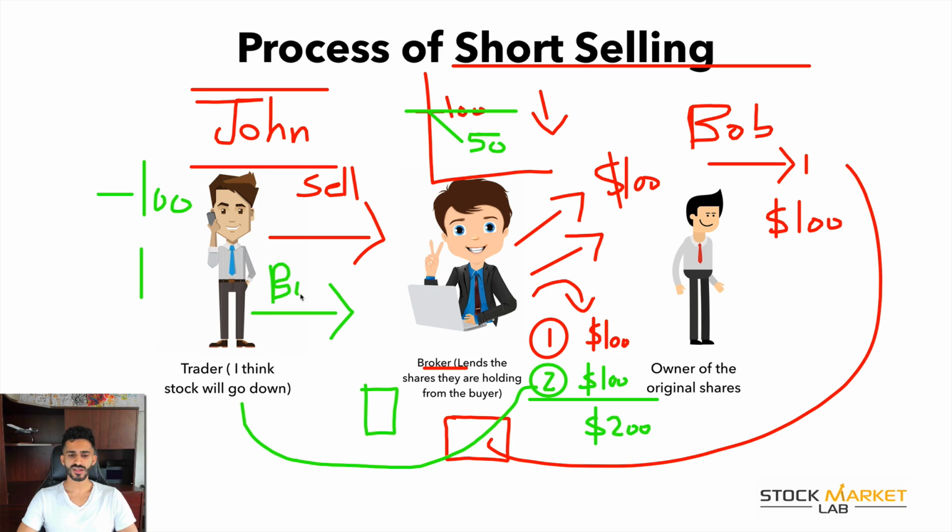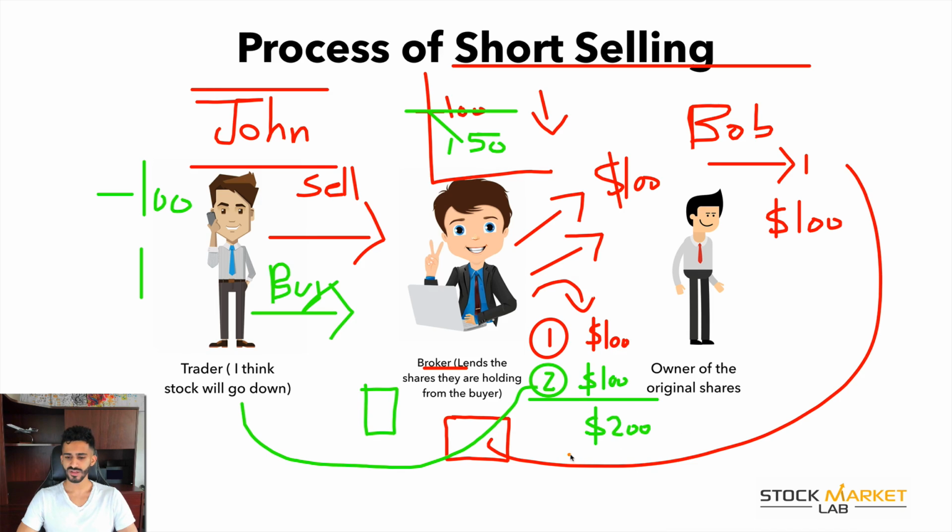Now, when John clicks the button buy, he's instructing his broker to buy 1 share at $50. Now, what the broker does is the broker uses the money the broker has from the deposit and the sale of the share and uses that to buy 1 share. So at this point, the broker has $200. Once again, how does the broker have $200? Remember, the sale of the share at $100 and a deposit from John for $100. So in order to buy 1 share right now, the broker needs $50.